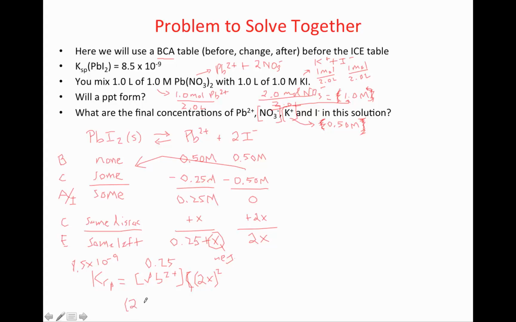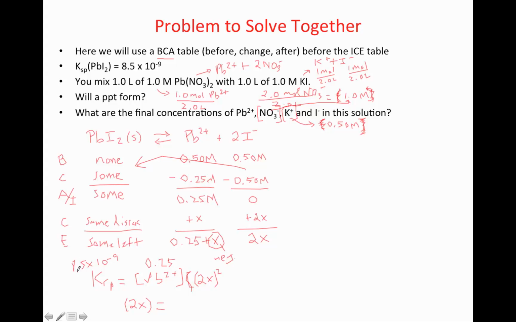You might say, why are you doing that? Why are you not solving for x? And the answer is because 2x actually is the concentration of iodide right here, and I need the concentration of iodide. And we could, of course, then take half of this and see if x is going to be less than 5% of 0.25. But let's run the numbers right here.